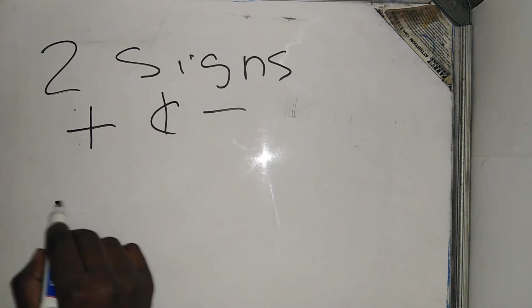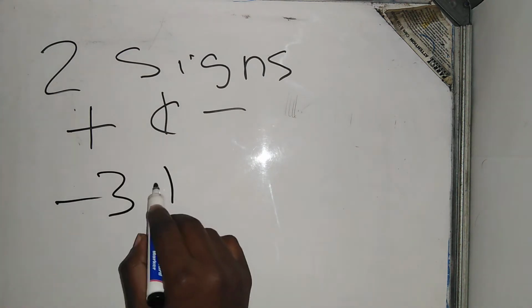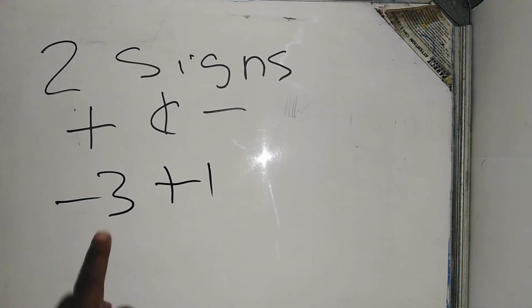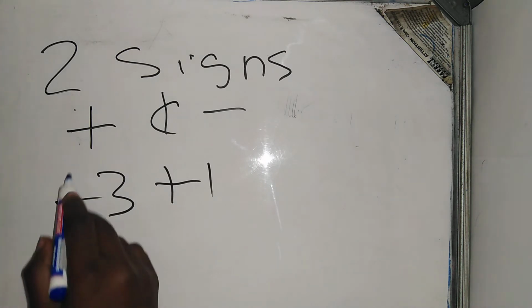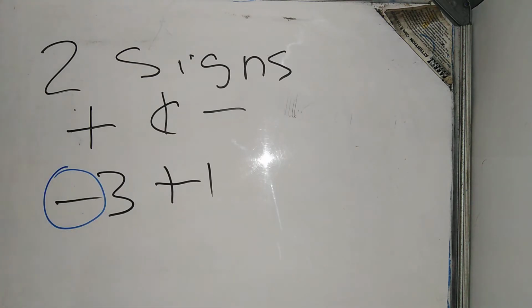So, for example, here you had minus 3 plus 1. What is the sign of 3? The sign of 3 is minus. So, where do you get the sign? You get the sign at the left hand side, which is where? Which is here. So if you want to find out what is the sign of a number, just look at the left hand side of a number. Therefore, you will find what the sign of that number is.